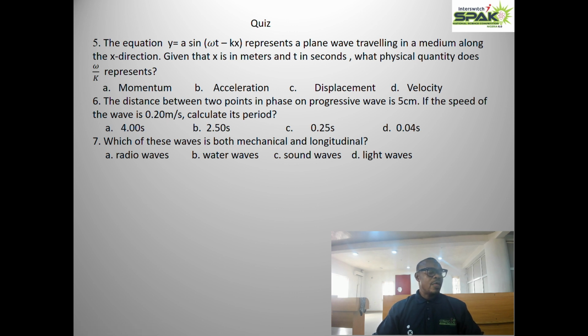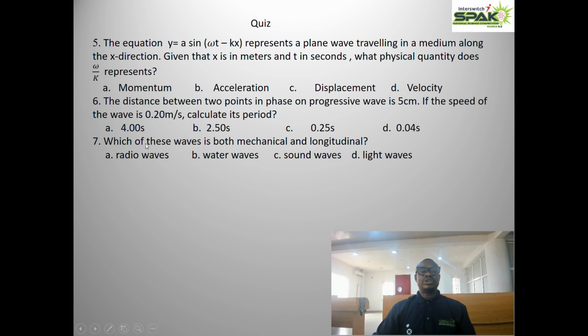So what then is your frequency? Your period of course should be 1 over f. So when you get your frequency, you can get your period, because period is 1 over f. So you now apply V equal F lambda to get your frequency, then you substitute into T equal 1 over f.